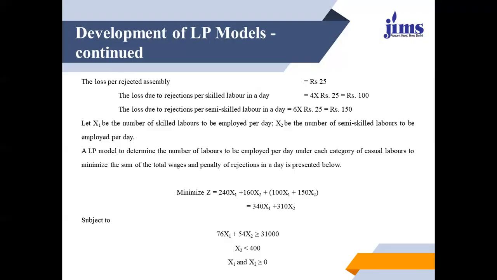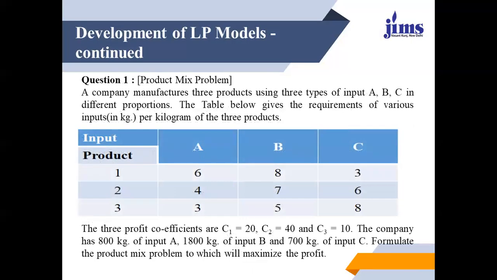But it also says that the unskilled labor cannot be more than 400. So x2 has to be less than or equal to 400, and x1 and x2 are both greater than or equal to 0. So this is the mathematical model of the given linear programming problem.